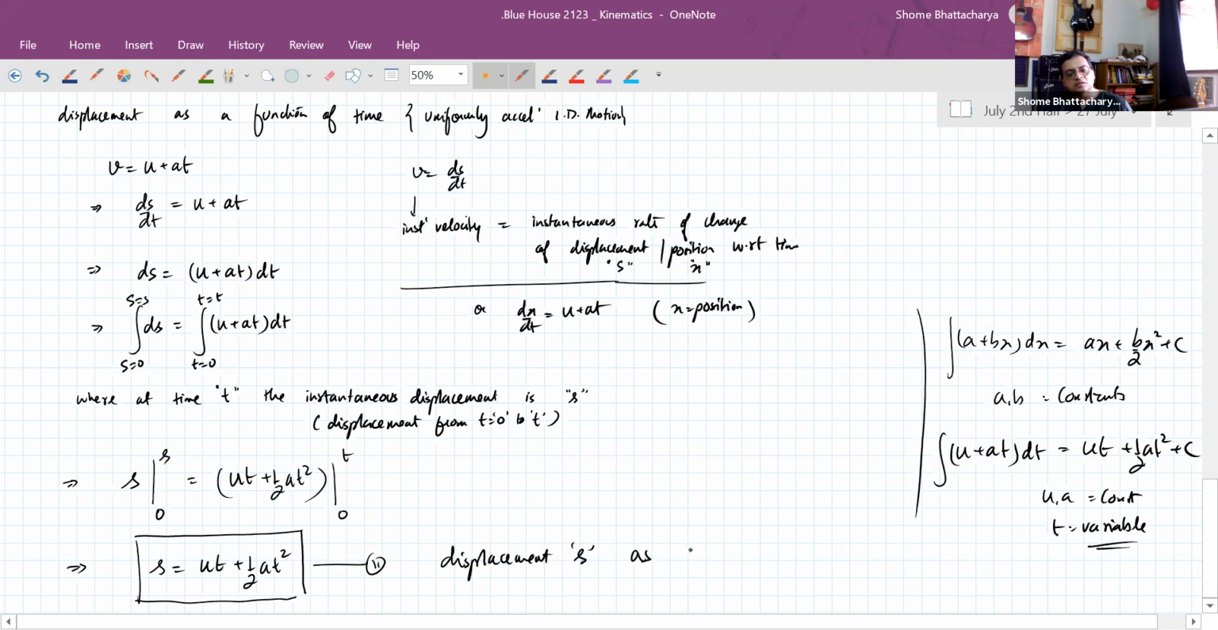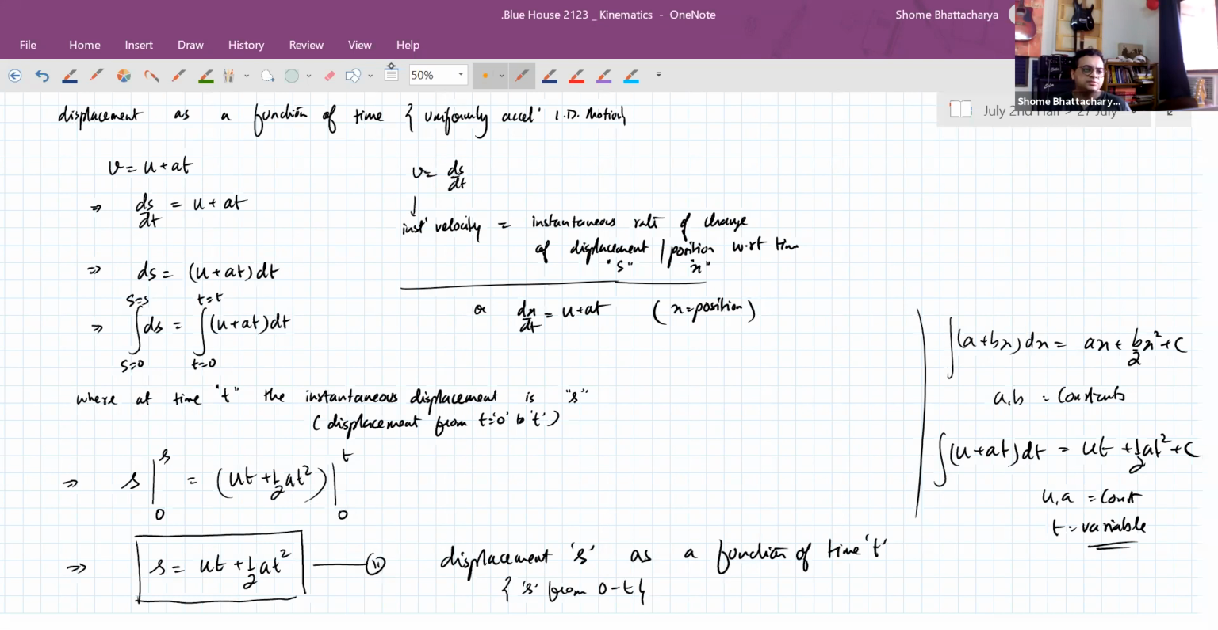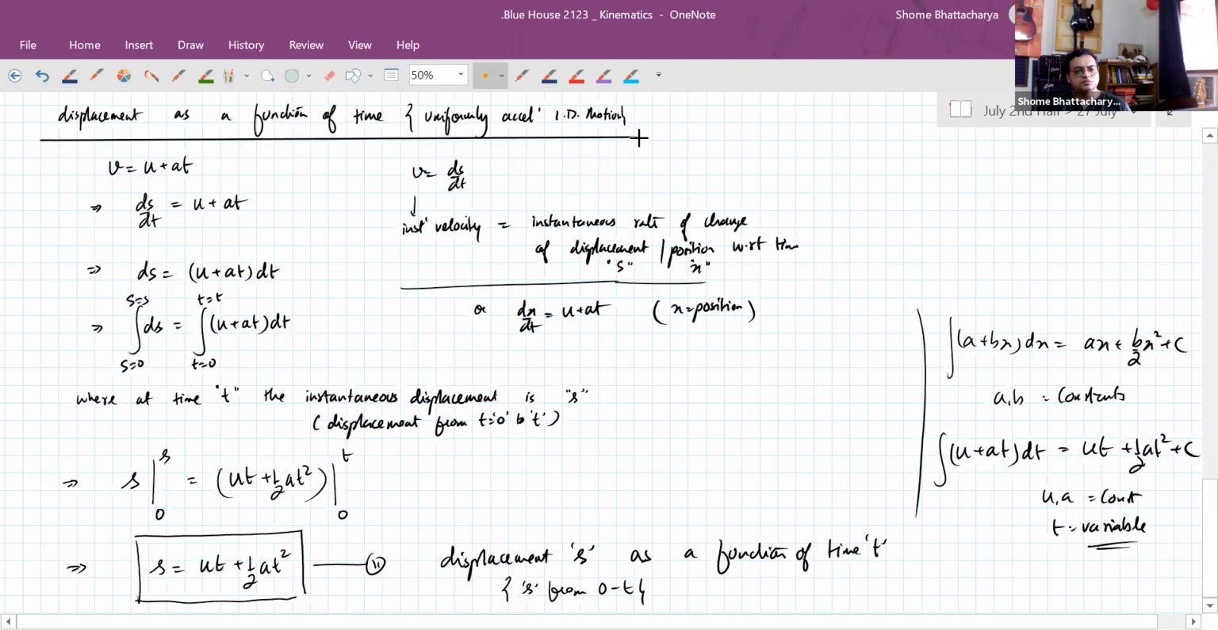s as a function of time. And by displacement s, we mean displacement s from 0 to t, that particular time interval, from when the motion has started till the time t. So this is the relationship between displacement and time in a uniformly accelerated motion. I started this section from here only. So you are familiar with this equation again, s is equal to ut plus half at square. Only now you are seeing how this equation comes by application of calculus, or more precisely application of definite integration.